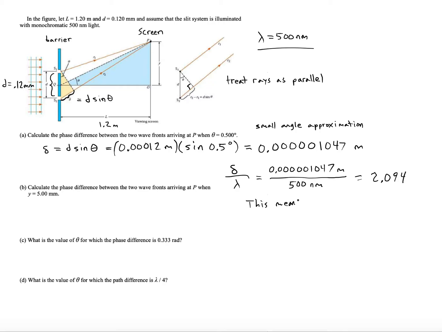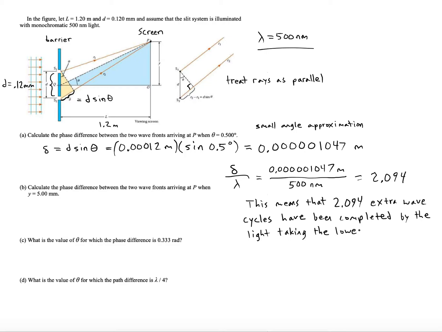This means that 2.094 extra wave cycles have been completed by the light taking the lower path versus the shorter upper path.